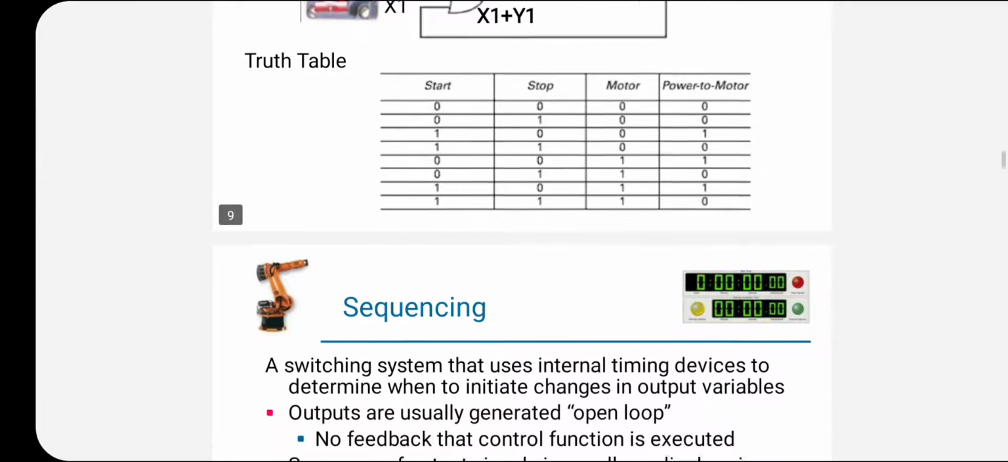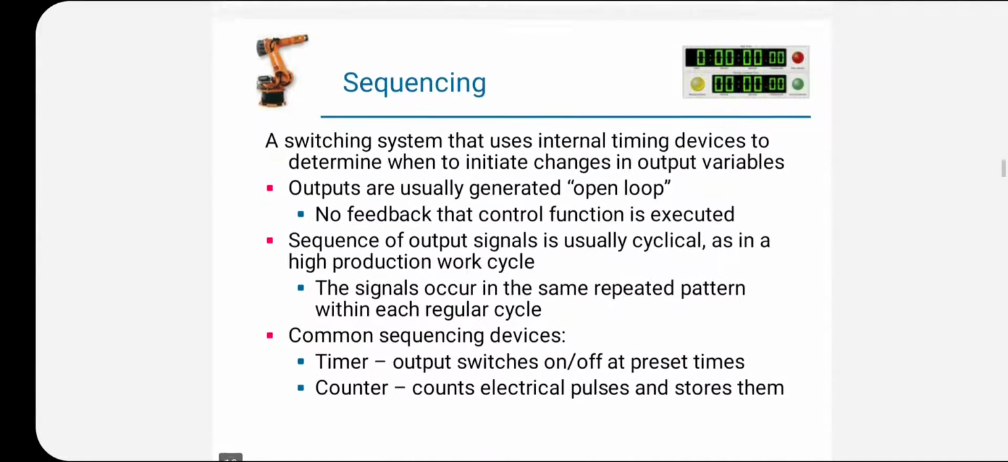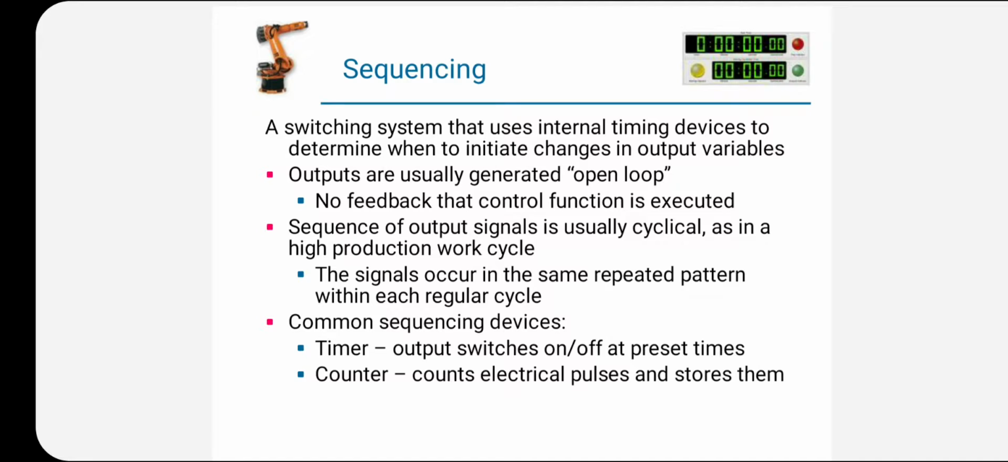Okay. Next example of sequencing: we will discuss a switching system that uses internal timing devices to determine when to initiate changes in output variables. Outputs are usually generated open loop, with no feedback that the control function is executed. The sequence of output signals is usually cyclical, as in a high production work cycle. The signal occurs in the same repeated pattern within each regular cycle.